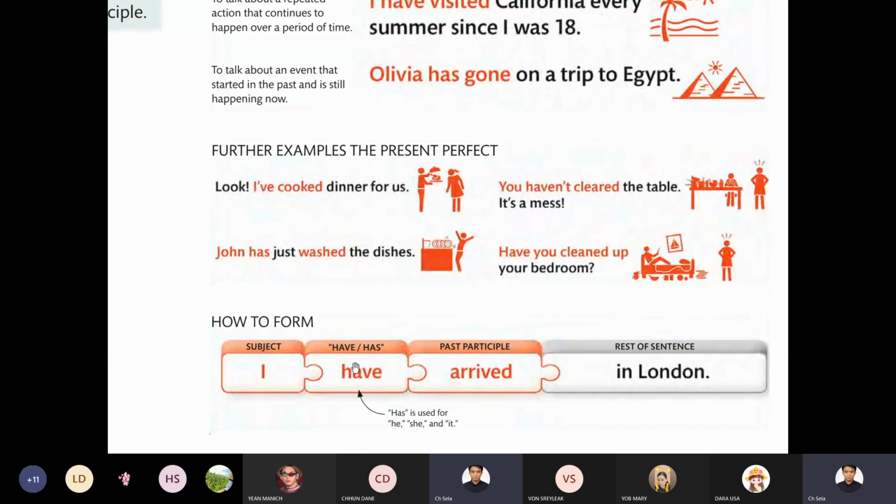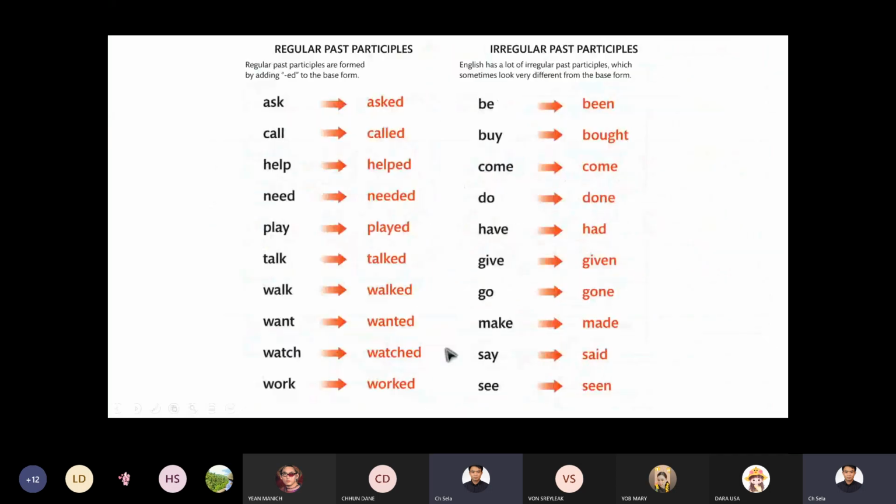I, you, we, they have, or he, she, it has, you can see here, and plus verb 3, arrive. I have arrived in London. Okay, has is used with he, she, it. So let's continue. There are more verbs, just like past simple, but I'm not going to read all for you. You can read at home by yourself.